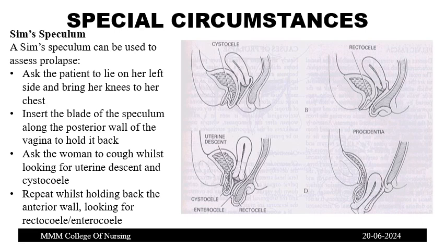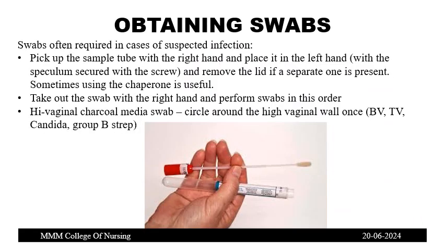Okay, uterine descent: if the uterus is also descended, then it is called uterine descent. And the last picture shows procidentia. Procidentia means complete prolapse of the uterus. The uterus, the bladder and the rectum, everything has come out of the introitus. There is no introitus and the complete uterus is outside of the perineum. That's called procidentia.